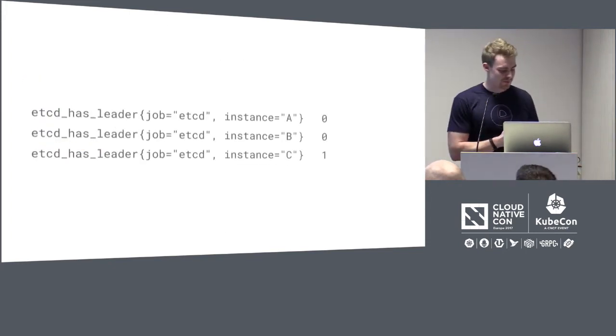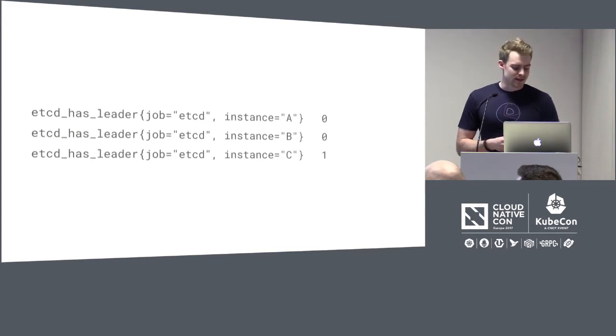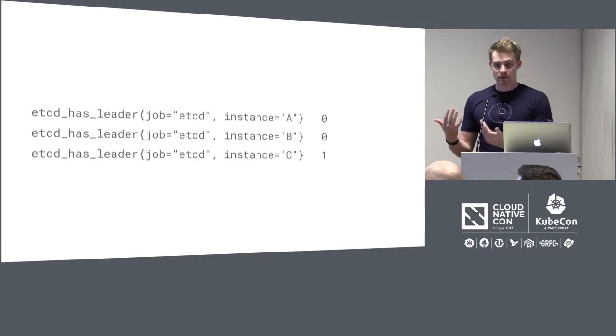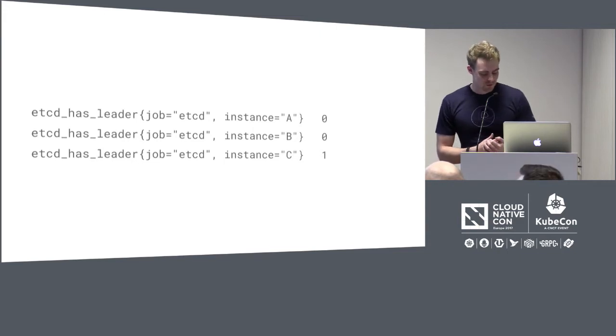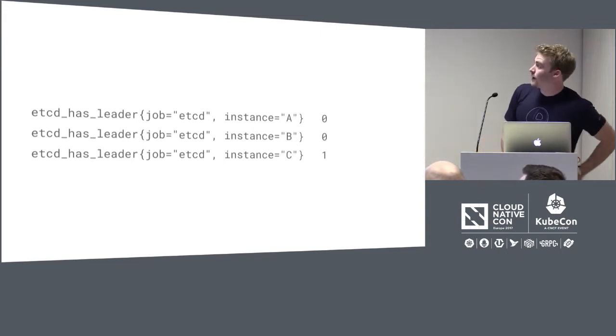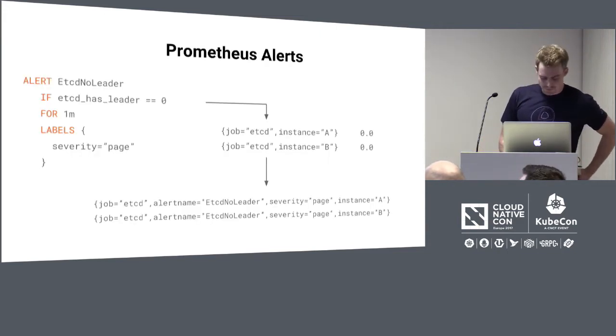So as an example, we are monitoring etcd, and etcd exposes a metric about itself, which is called etcd has leader. And it's 0 if this node does not see a leader in the etcd quorum, and 1 if it does. And obviously, not seeing a leader is pretty bad, and 1 is okay. And here A and B obviously are in trouble.